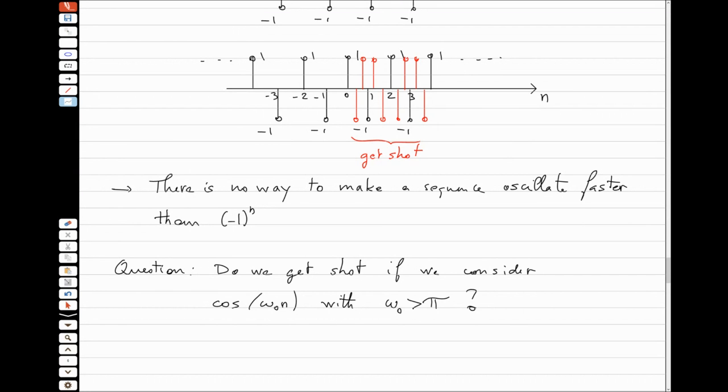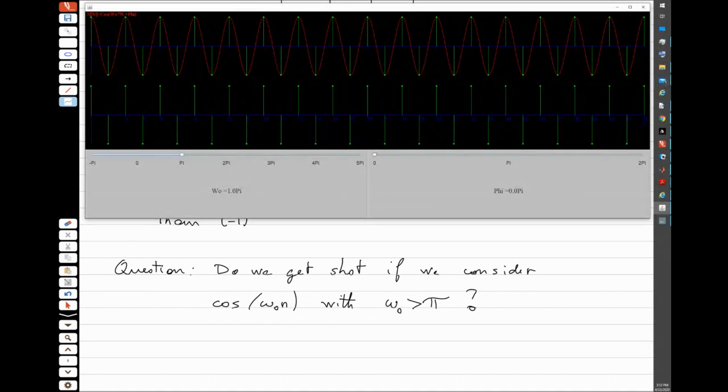Okay, so I'm going to sacrifice myself. I'm going to see if I get shot. I'm going to get back to my software. So here, remember, on top you have cosine of omega naught t. You can take any omega naught, right? And then in green, I'm going to take cosine of omega naught n. Now omega naught is already equal to pi. So I'm going to increase omega naught beyond pi.